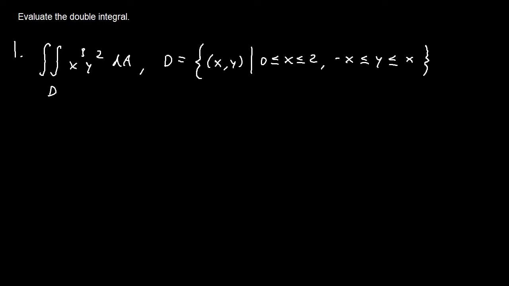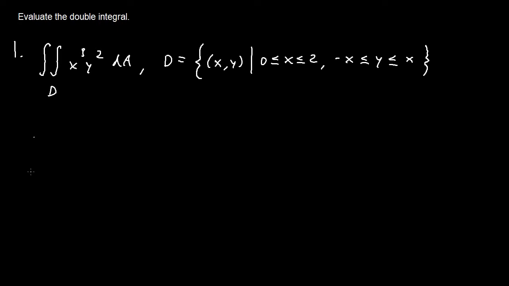So for number 1, we have the double integral of x cubed y squared dA that is described by the region D, and D is in set notation for all xy ordered pairs such that the x values range from 0 to 2 and the y values range from negative x to x. So realize that we just have to turn this into an iterated integral so we can evaluate.